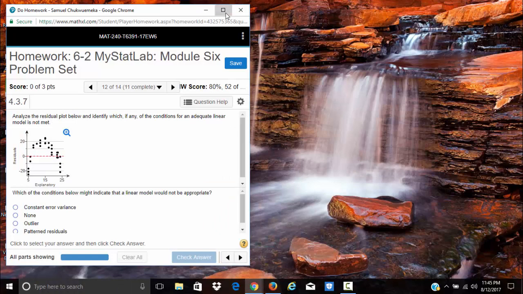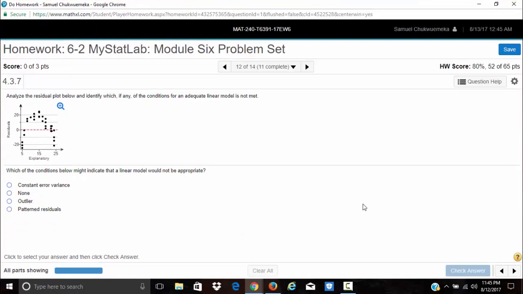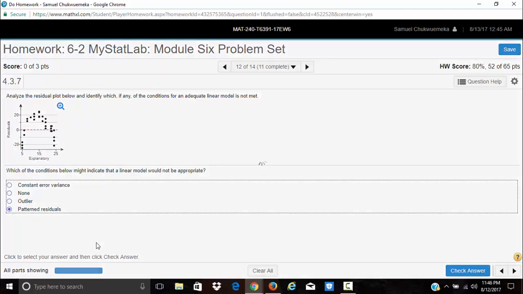Question 12. Analyze the residual plot below and identify which, if any, of the conditions for an adequate linear model is not met. As you can see, this residual plot is curved. It is a plot of the residuals on the y against the explanatory variable on the x. If it's curved like this, we call it a pattern in the residuals.